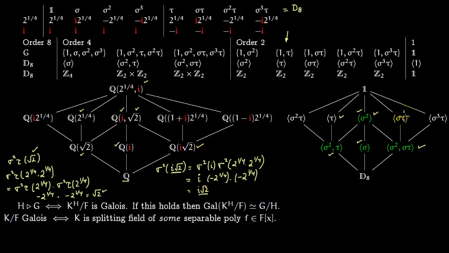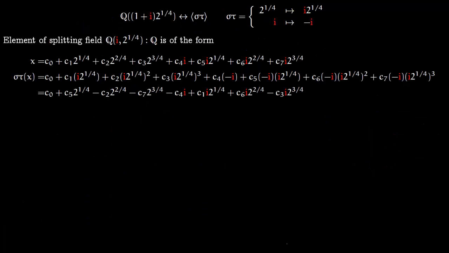So now we will show in detail how to associate the group generated by sigma tau to the rationals adjoined with the complex number i times 2^(1/4). Notice that sigma tau is right here. Sigma tau sends 2^(1/4) to i·2^(1/4), and it sends i to negative i. So we want to show this Galois correspondence, that the subgroup generated by sigma tau fixes this field right here.